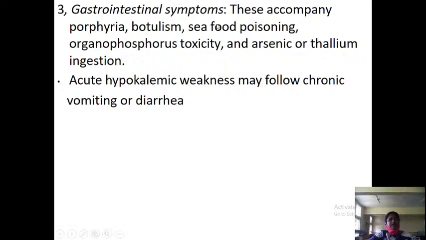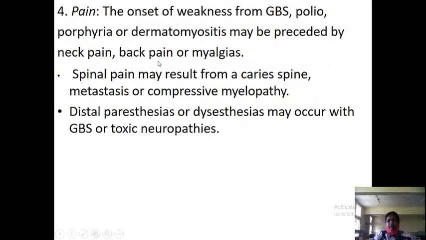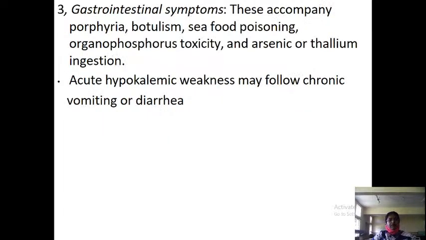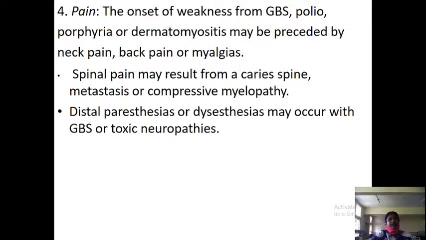Any gastrointestinal symptoms like vomiting, loose stools. In children there could be hypokalemia which can give rise to this weakness, or it could be, like I said, canned food or honey which can cause botulinum toxin, or any poisons. We have to ask for history of any poisoning like a snake bite, or organophosphorus poison. Then pain.